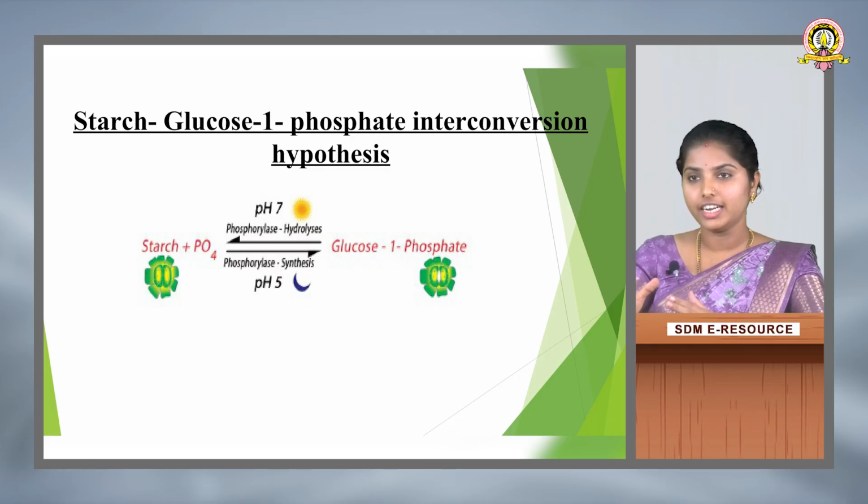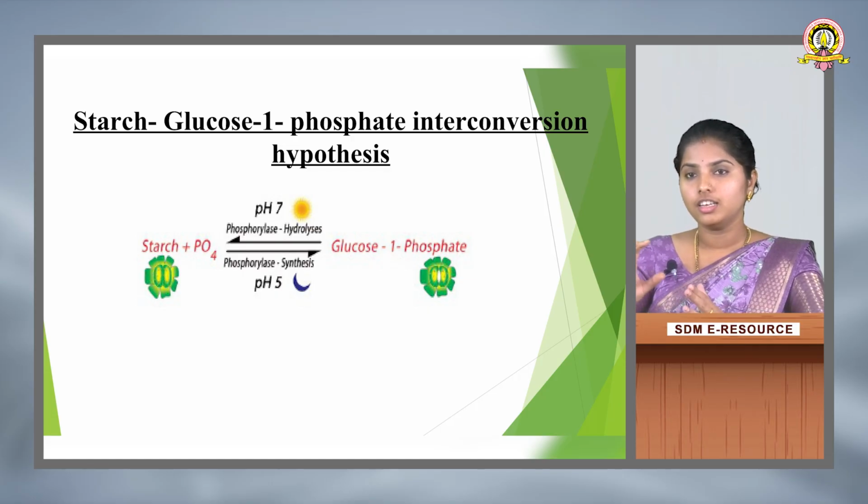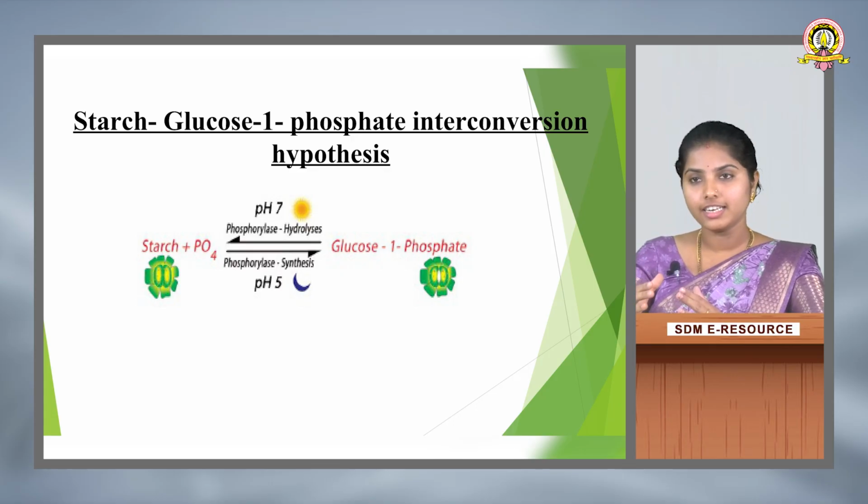Whereas during night, that is during dark, the pH of the guard cell falls to around 5. In this condition, the enzyme converts glucose 1-phosphate into starch. As a result, the water potential of the guard cell increases, and water moves out of the guard cell, and the guard cell becomes flaccid, so the inner walls of the guard cells come close to each other, the stomata close, and transpiration stops.